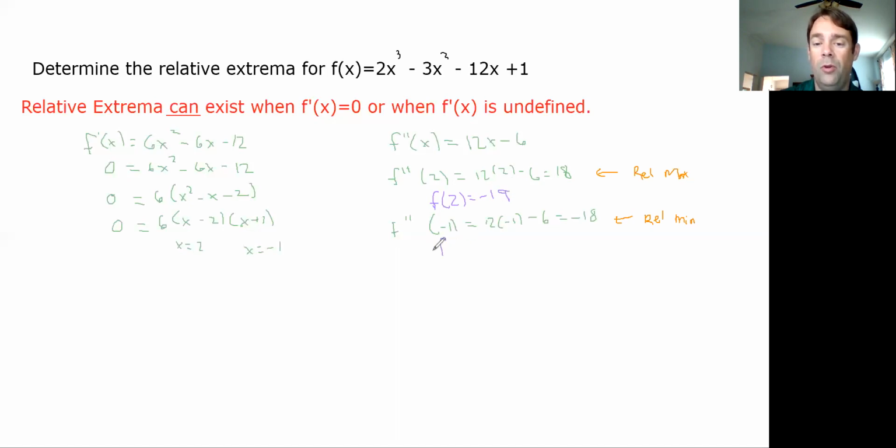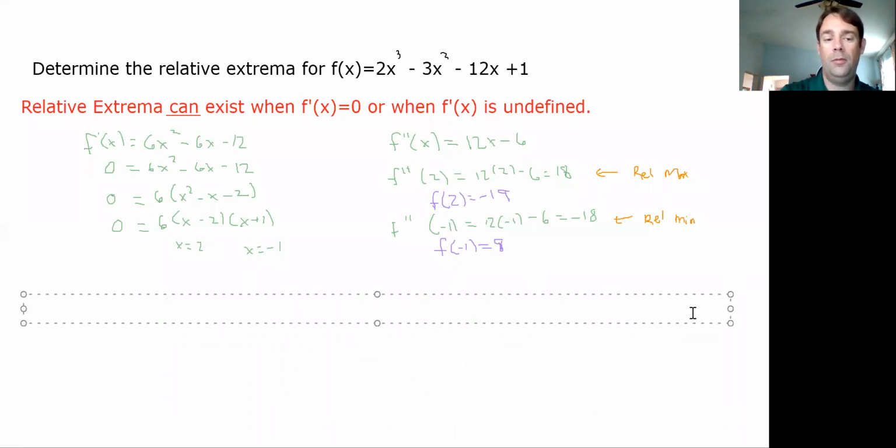I'm going to plug negative 1 in to the original function to get the y value that goes with it, which would be 8. So I said what I'm going to do. I did all the work, and when I'm done, I'm now going to say what I found. Here we go. There is a relative minimum at the point negative 1, 8, because f double prime of negative 1 is less than 0.